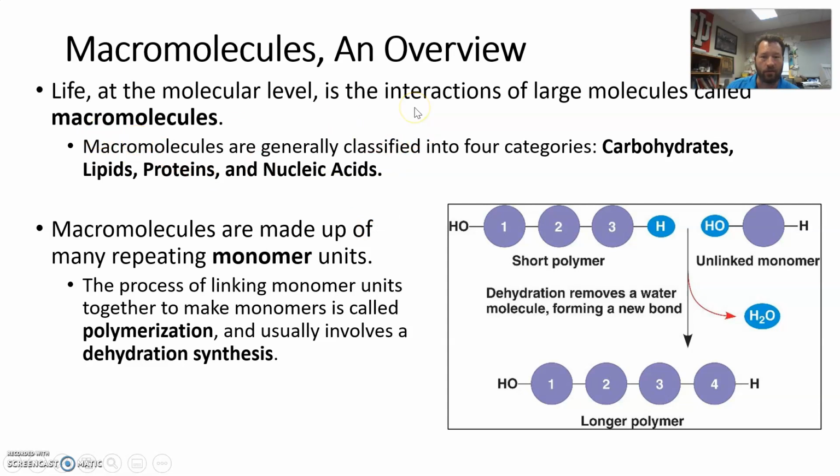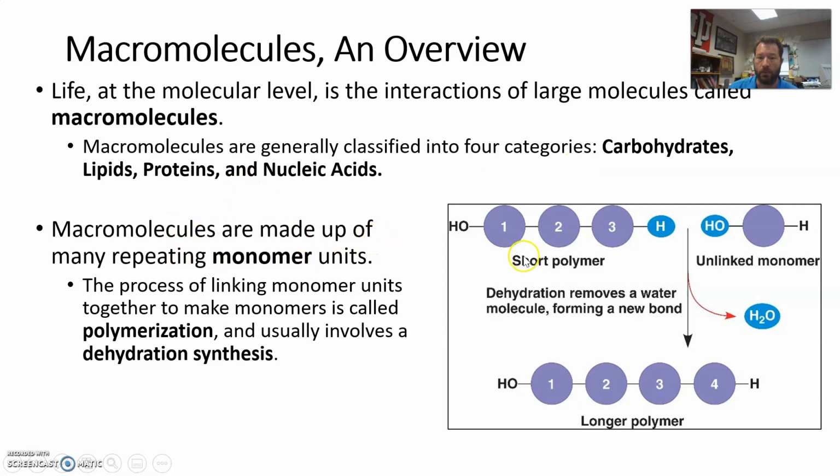Life at the molecular level, so the very small level, is made up of large molecules called macromolecules. There are four types of macromolecules: carbohydrates, lipids, proteins, and nucleic acids. And again, we're going to use this chapter to talk about each of these four in turn.